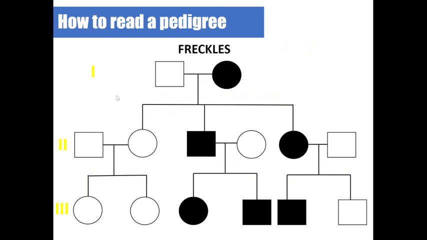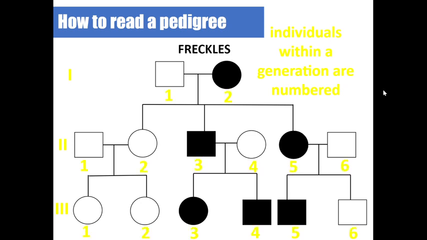Now, normally when you're looking at this, you're going to number the generations. So we've got 1, 2, 3. And normally we use Roman numerals. Individuals within a generation are also going to be numbered, and you restart the numbering for each generation. We've only got 2 people in generation 1, so we go 1, 2. We have more in generation 2, so we go 1, 2, 3, 4, 5, 6. Same thing for generation 3. You recount.